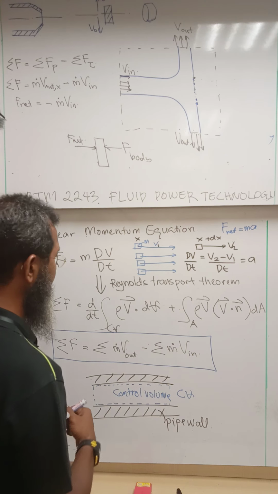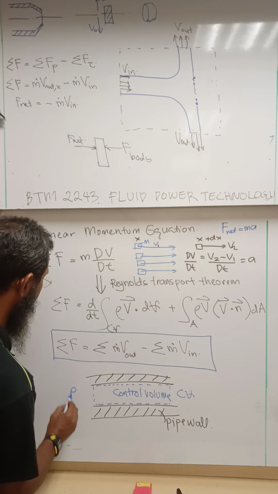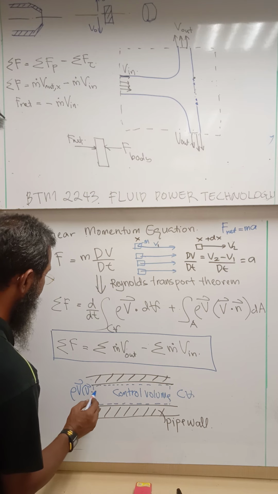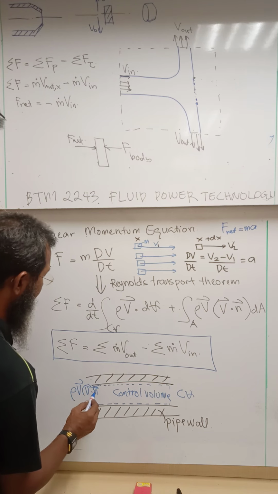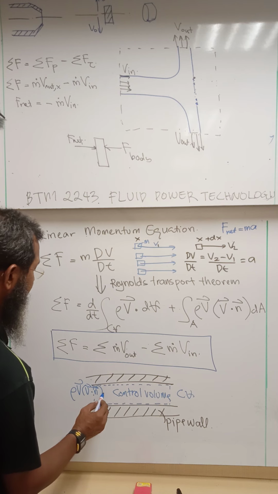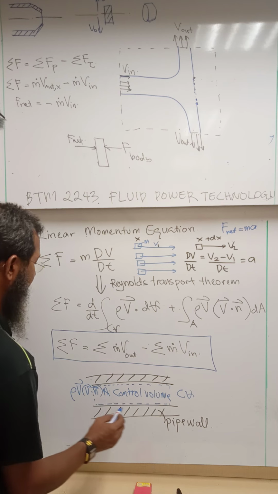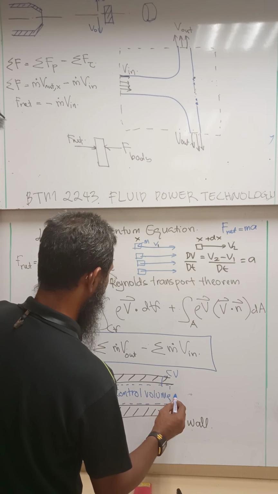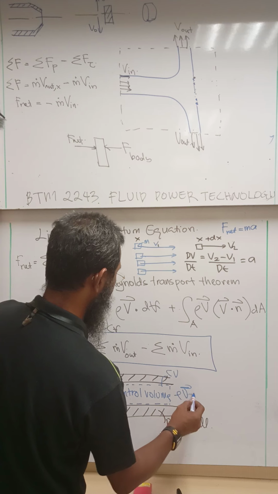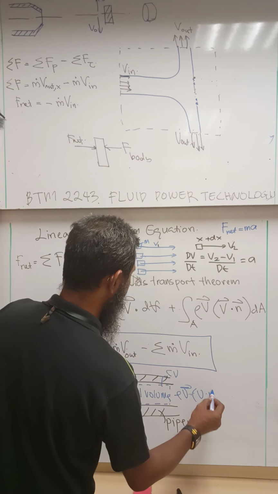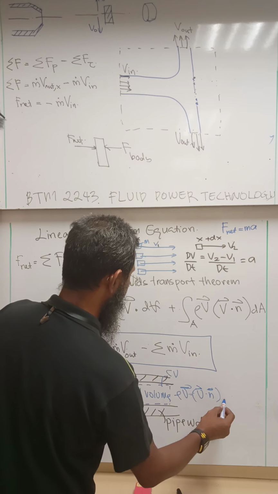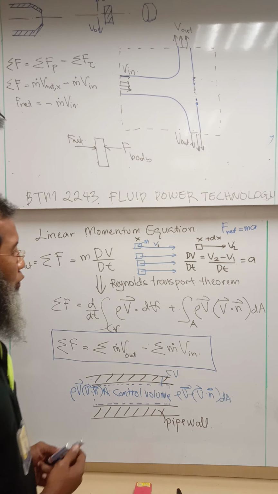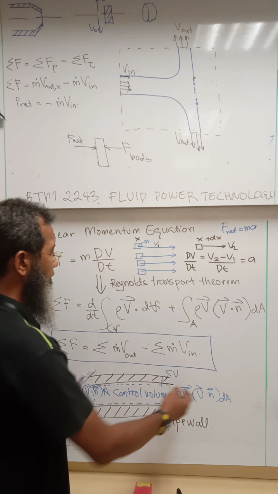So you have these components, rho V, V dot unit vector for areas times A in, and we have the rho V, the momentum flux, and vectors dA out. So we make summation of those momentum fluxes.